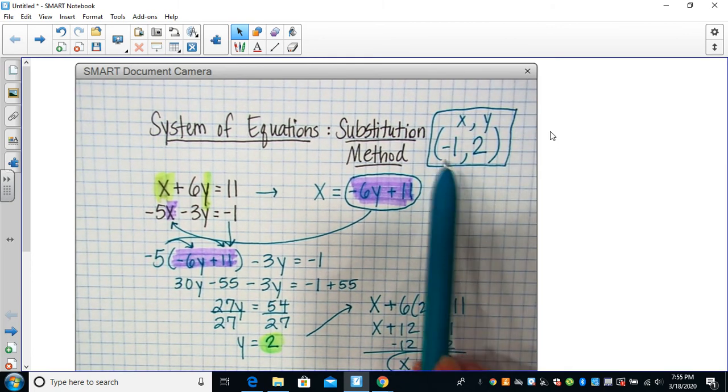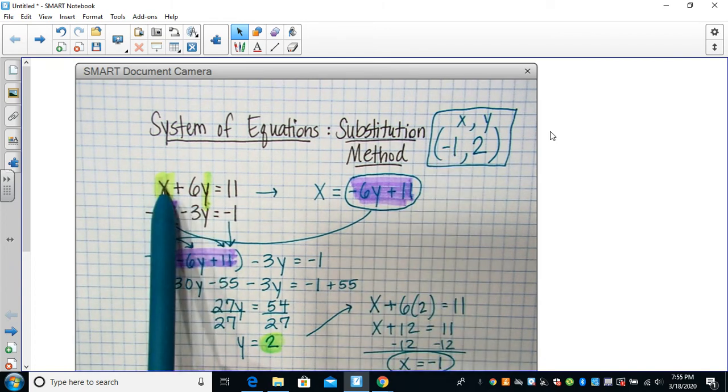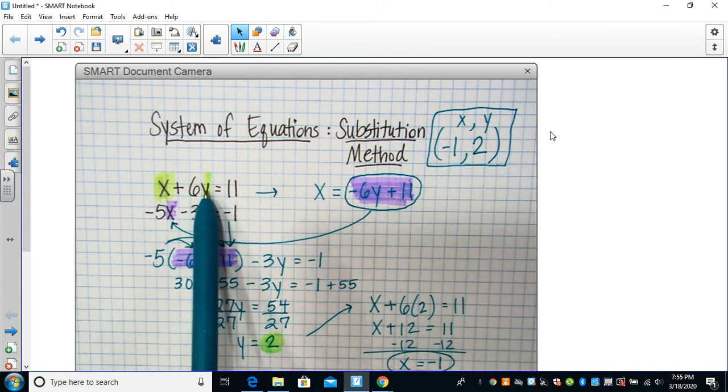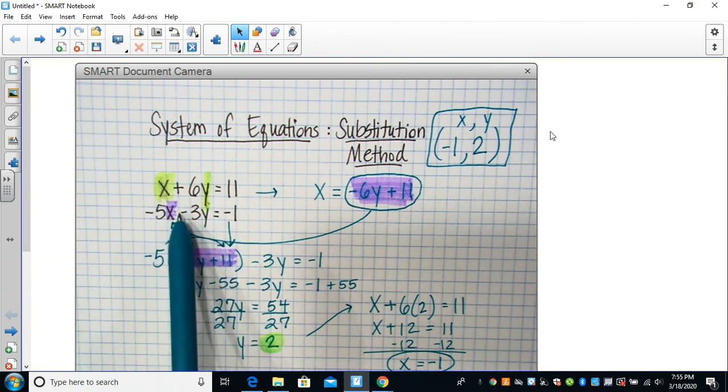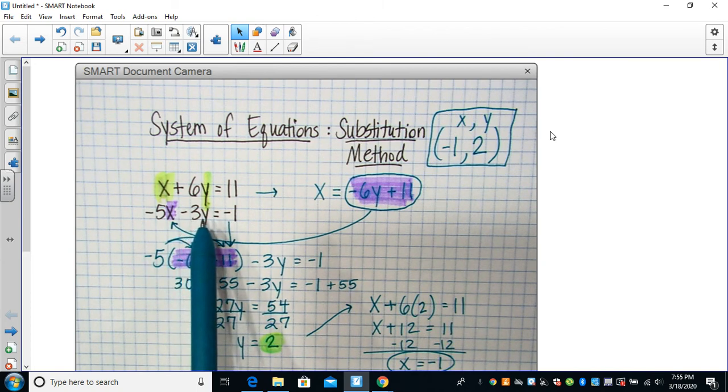I could then check myself. I could take this negative 1 and plug it in here for the x, take this 2 and plug it in here for the y, work it out, and I should get 11. Same thing here: plug in a negative 1 for this x, plug in a 2 for this y, and I should be able to solve it and get a negative 1 for my answer there. If you get both of those answers, you know that you've done it correctly.